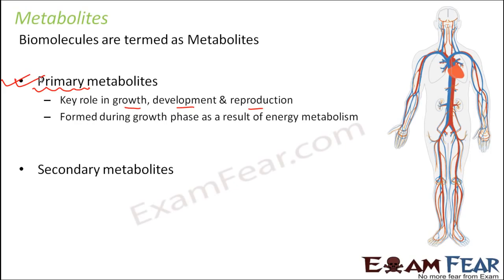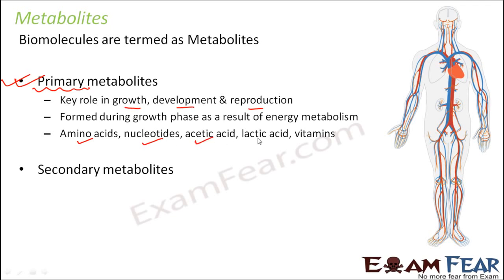As I said, this is a two-way relationship. Living organisms will produce biomolecules. Biomolecules in turn will help the living organism in its survival. So that is like a give and take process. Since primary metabolites are helpful in growth and development, they are formed early during the growth phase as a result of the chemical reactions. Some examples of primary metabolites are amino acids, nucleotides, acetic acid, lactic acid, vitamins. These are all primary metabolites. You need all of them for growth, reproduction, development.